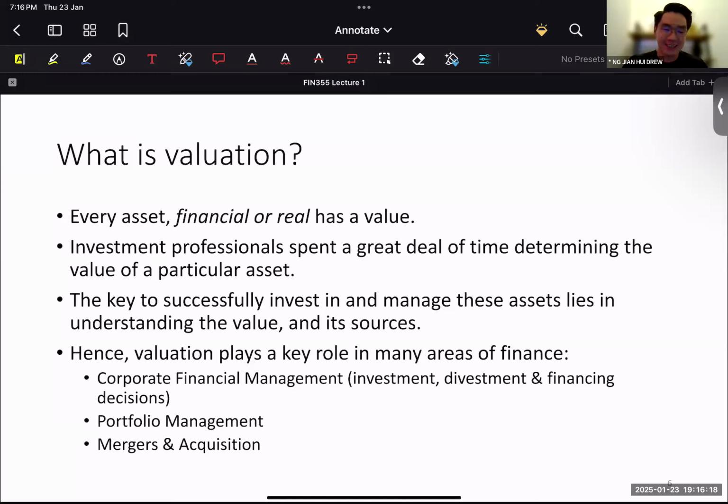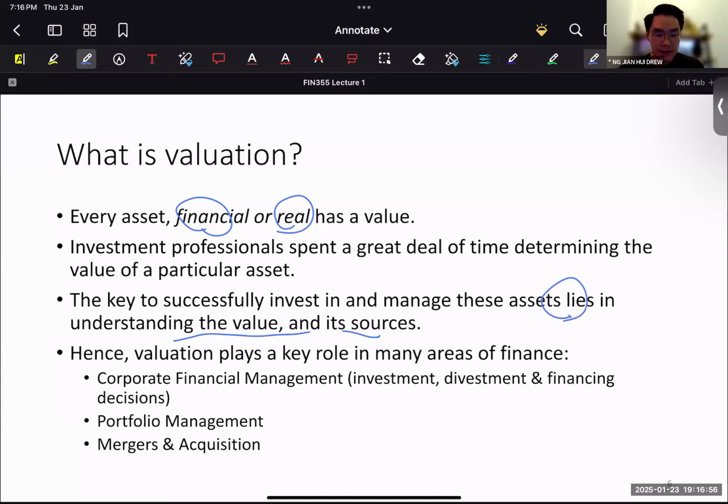Okay, and in all cases, since we are in finance, we want to make some money as well. That's the purpose of finance. Of all assets, whether financial assets or real assets, there is an intrinsic value to the asset. So the idea behind valuation is to find the intrinsic value, and from there, if there's a mispricing, we can make some money out of it. They want to identify and understand the value and its sources.